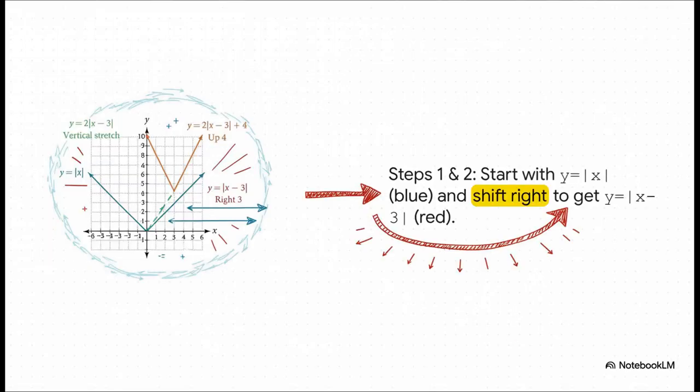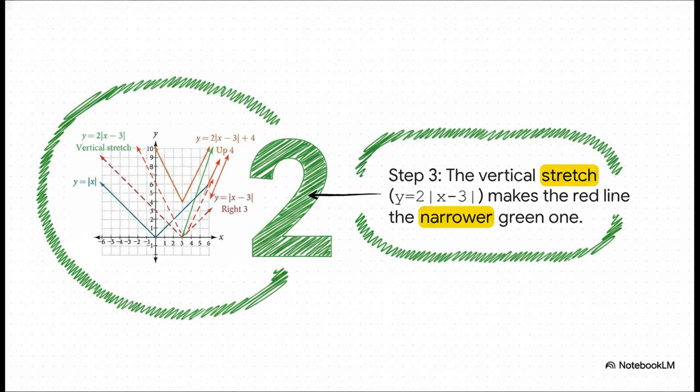Okay, watch the screen. We start with that blue parent function, our good old y equals |x|. First move comes from inside the bars, that minus 3. And like we learned, that's going to slide the whole graph 3 units to the right, which gives us that red dashed line. So far, so good. Next up is that multiplication, the 2 out front. This is our vertical stretch. So watch the red line. As soon as we apply that 2, boom, it gets pulled up, becoming twice as steep. Now it's the narrower green dashed line.